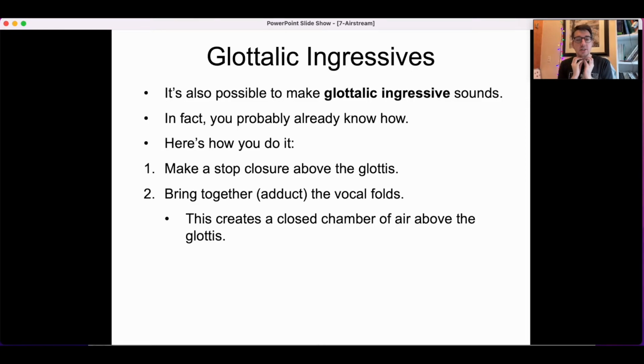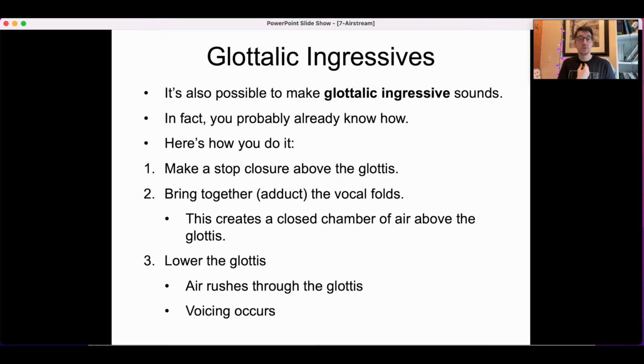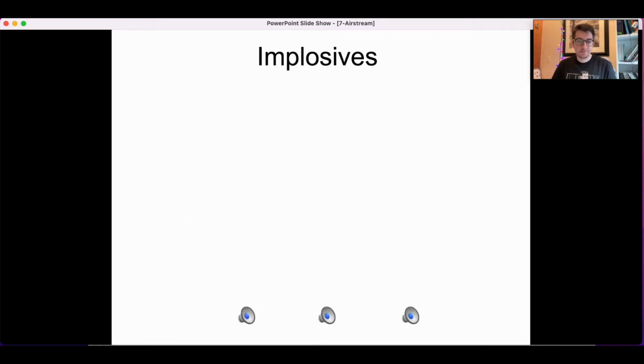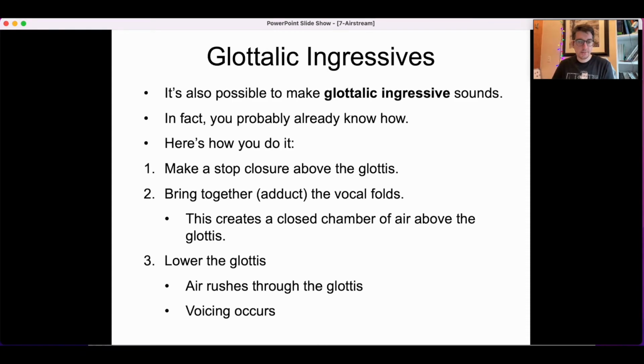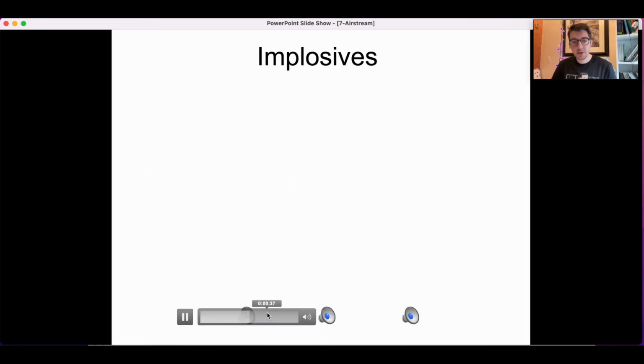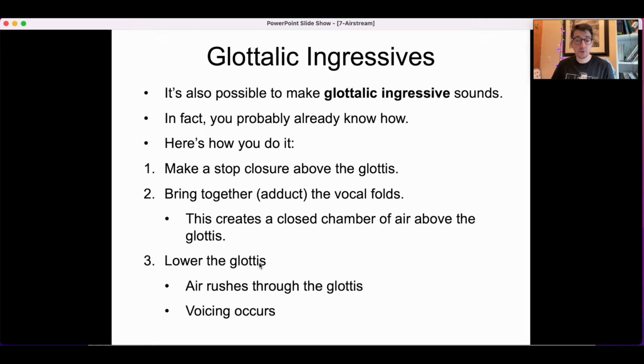This creates a closed chamber of air above the glottis, right? Then you lower the glottis and air rushes through the glottis. Voicing occurs. This time you have voicing, as in g, right? Yeah, voicing occurs with this one. And the voicing part is the most difficult one.